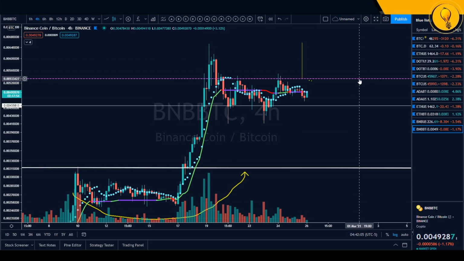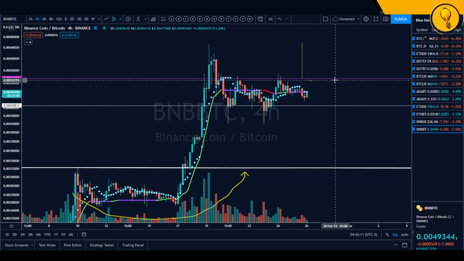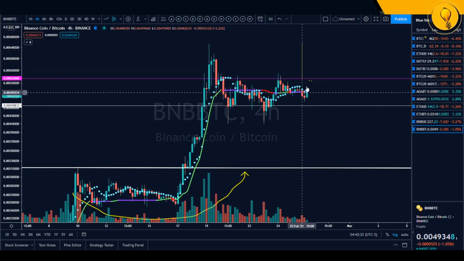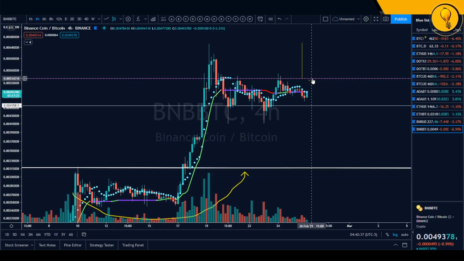But I think the major point of resistance that we all need to keep our eyes peeled on, if this has to see continuation to the upside, is going to be this one, coming in at 534,000 sats. This is going to be important. Irrespective of whether or not we have a pattern play here, this region of resistance is key. All right. Now, this is all I have for you, honestly, for BNB.